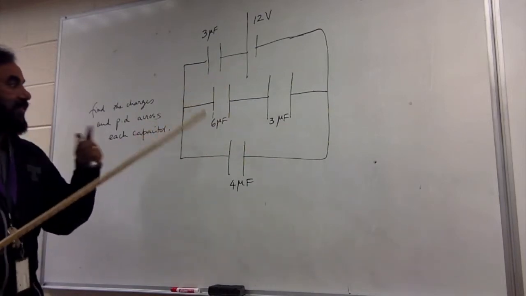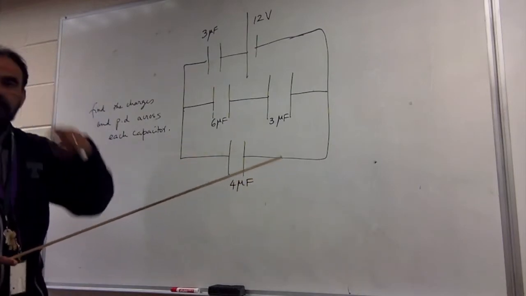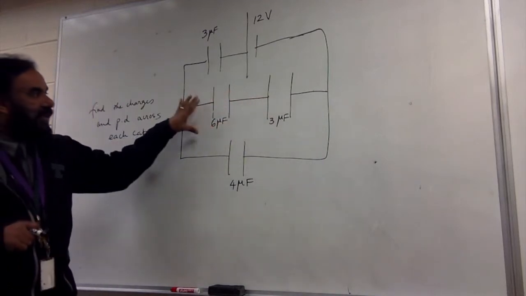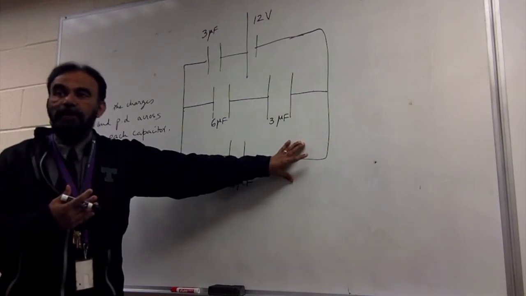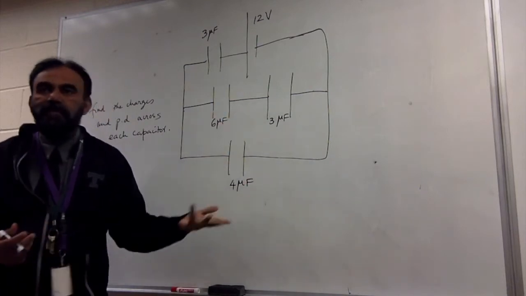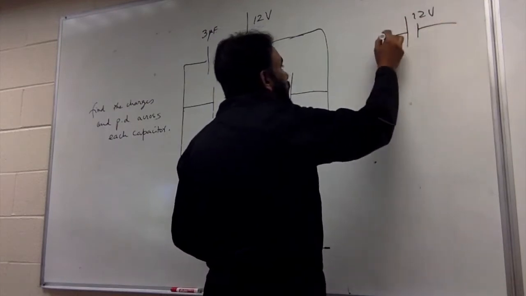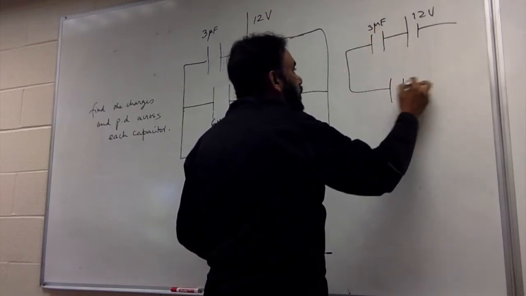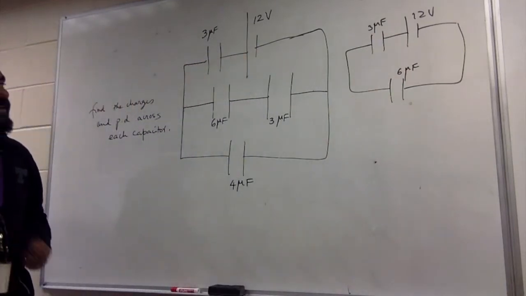Product over sum. Good, Jay. Product over sum. So 6 times 3 over 6 plus 3. Answer? 2. So basically this whole thing changes to 2. And now that 2 and that can very clearly be seen as parallel. So 2 and 4 in parallel, add them up. 6. So now we have simplified the circuit to this. 12 volts, 3 microfarads and 6 here. That circuit has been simplified till here.